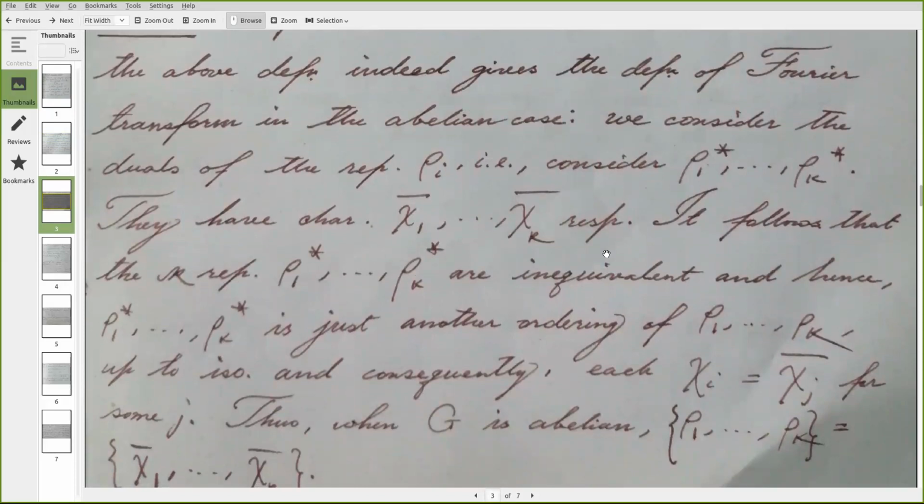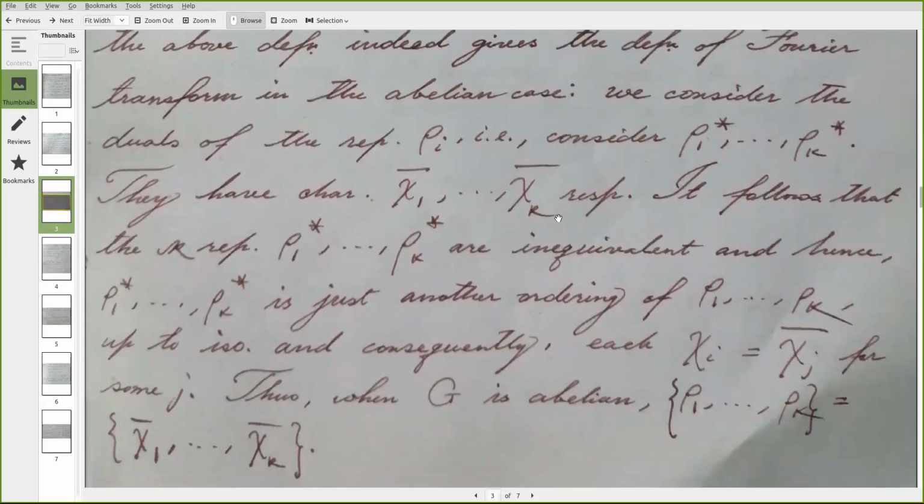And since they are different irreducible characters, what does that mean? Doesn't that mean that this is just a rearrangement of the chi i's? Because for a given G, you have only k many distinct irreducible characters. And here also you have a set of characters where each of them is irreducible and they are distinct. So that means that these two sets must be the same.